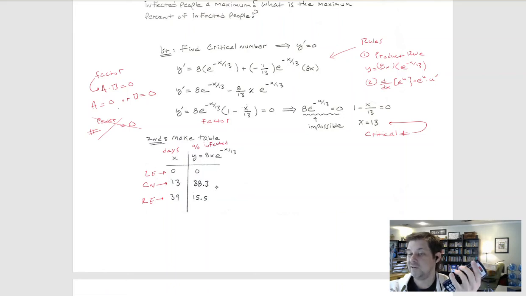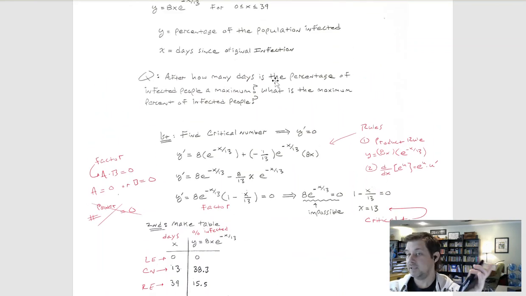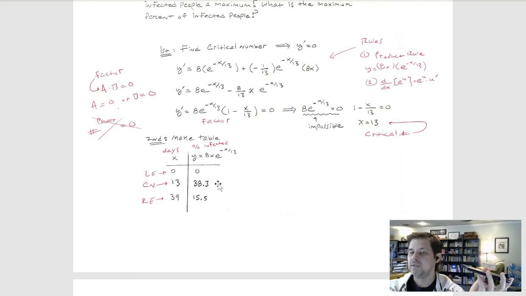I'm trying to find the maximum value of that. So I put these numbers into that function. I look at those results, and if I want the minimum, I choose the minimum. If I want the maximum, the maximum. So it says again, after how many days is the percentage of infected people a maximum? What is the maximum percent of infected people? Well, it's after 13 days that you get a maximum number of infected people. Here's my maximum.